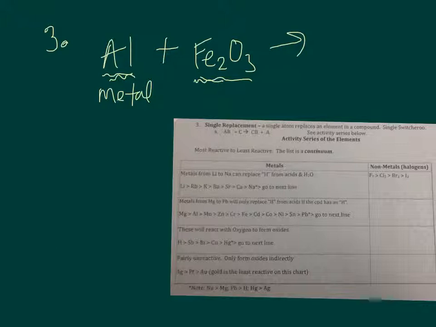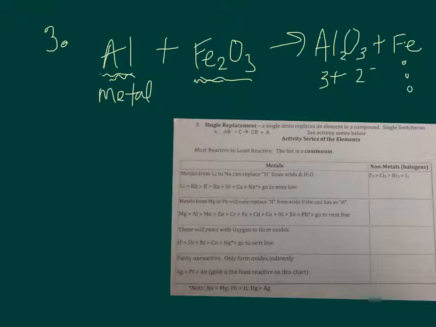And we have to find if aluminum is above Fe. There's Fe. Now where's aluminum? There is aluminum. Aluminum is higher than Fe, so it can kick it out. So Fe gets booted out all by itself, maybe some tears falling. And then Al and O connect, but we have to look at the charges. Al is a 3 plus, O is a 2 minus. So that 3 actually goes there, and the 2 goes there.